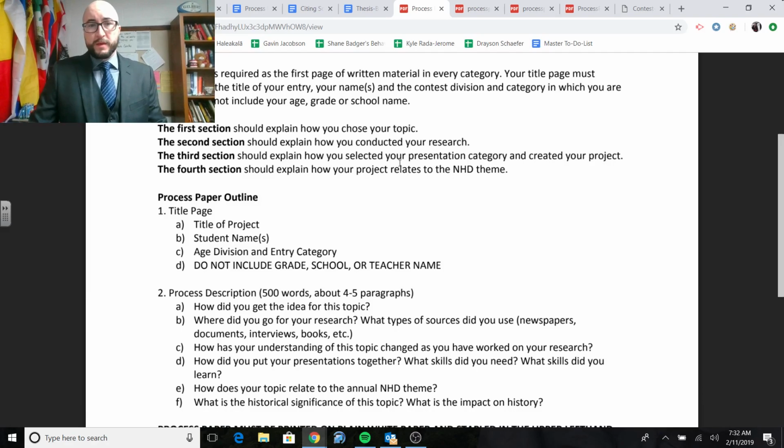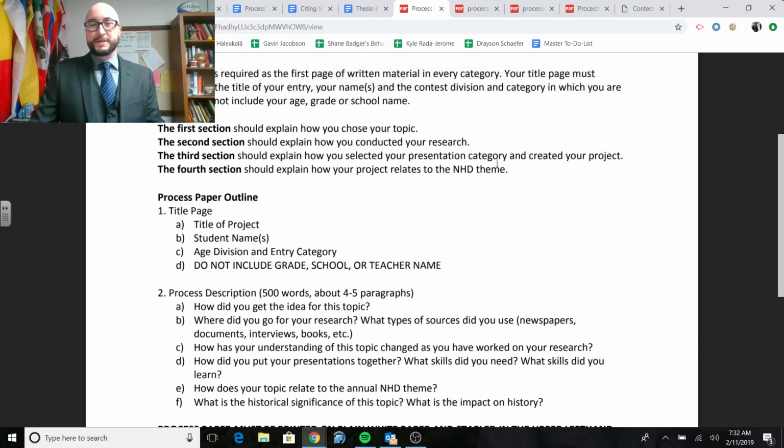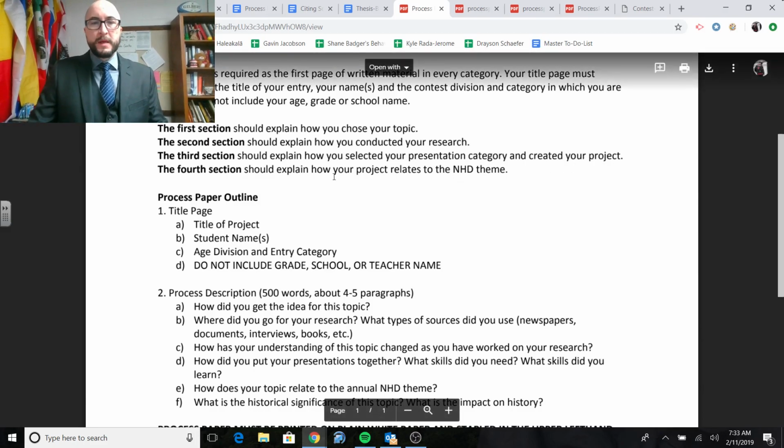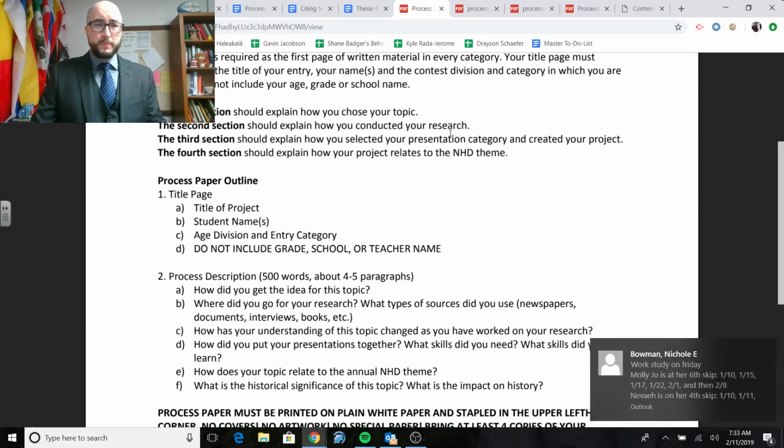The third section is explain how you selected your presentation category and created your project. So again, form that in a question if you need to, but write that in 125 words. And then finally, the fourth section, explain how your project relates to the National History Day theme. So remember, the theme changes every single year, so think about what the theme is this year, and then really reflect on that and write 125 words.